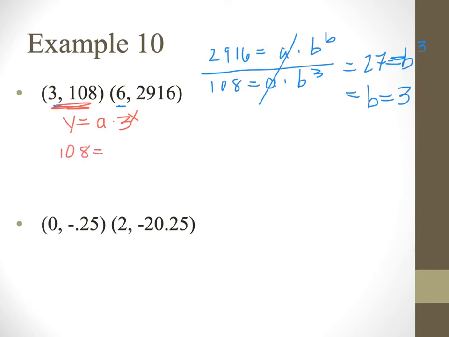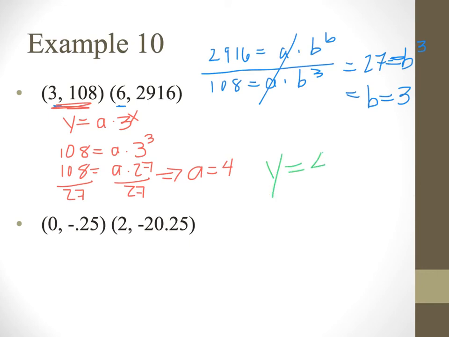So I have 108 equals A times 3, and my x value in this case is 3. So 108 equals A times 27. If I divide both sides by 27, this tells me then that A is going to equal 4. So now I can write my equation as y equals A, which I found to be 4, times B, which is 3, raised to the power of x. And this is my final answer then.